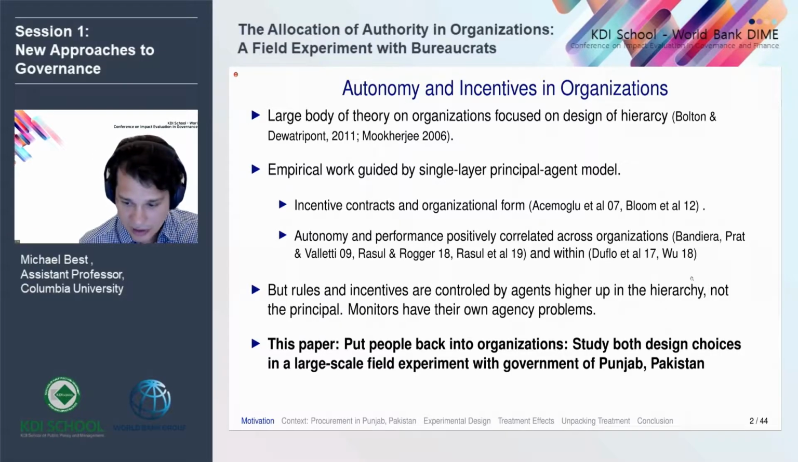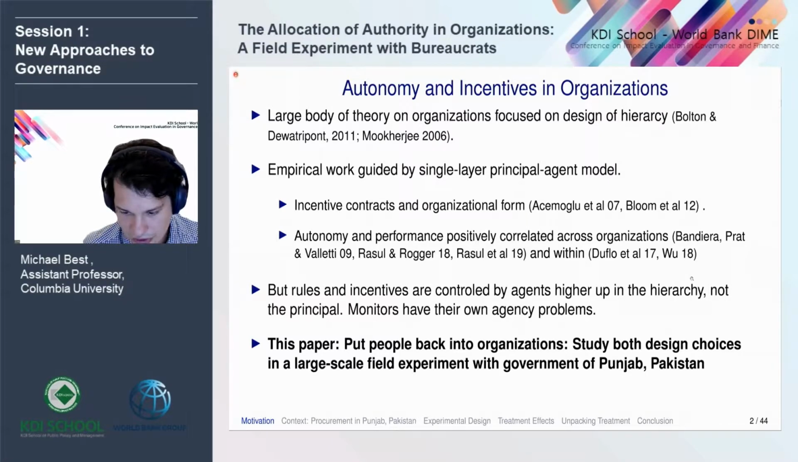And when we take data from many organizations around the world, what we're going to see is that performance is positively correlated with the degree of autonomy that's given to the individuals who work inside those organizations. And also within organizations, if we are able to vary the amount of autonomy that different agents have in the organization, we typically see that more autonomy makes people work more effectively.